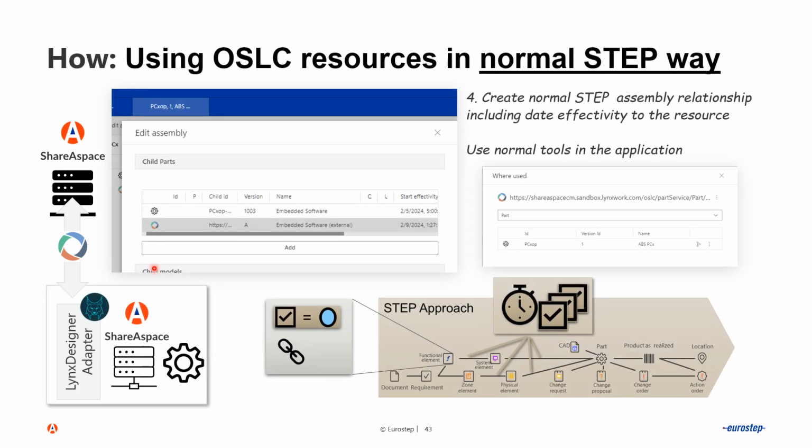Once I've got that external item part in ShareSpace, I can just use it as if it was any other type of part. So effectively, I've created this box here, and it's just acting like another one. So when I create the relationship, in this case, what I'm making is a child relationship from another part. You select it, and you can see that it's got a dated effectivity. And you can use it in all the other normal tools. So I can select this part, and this is a where used. So you can see that this part, which is the OSLC resource, is actually a child of this other part.